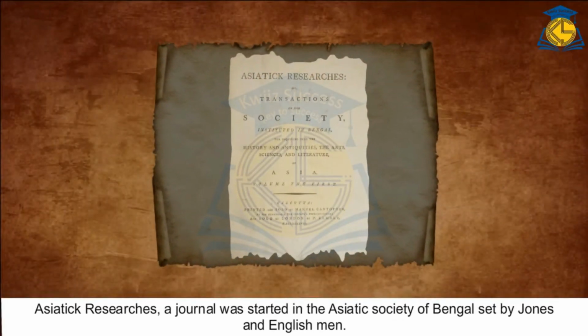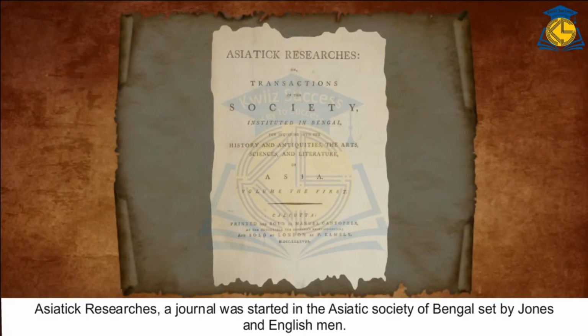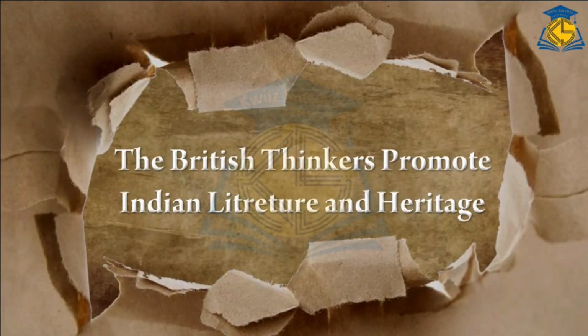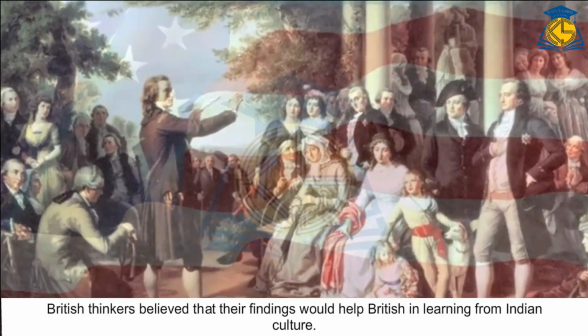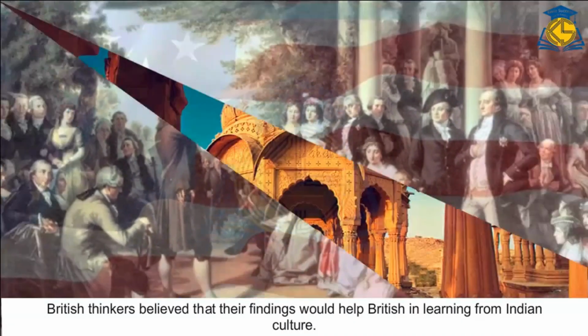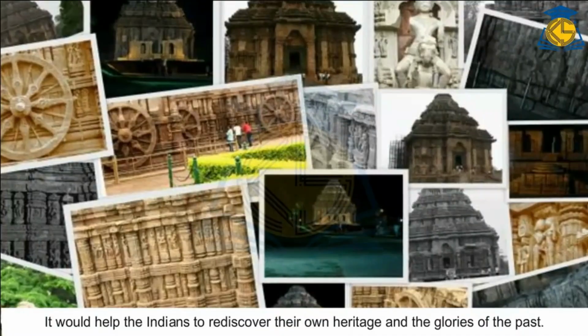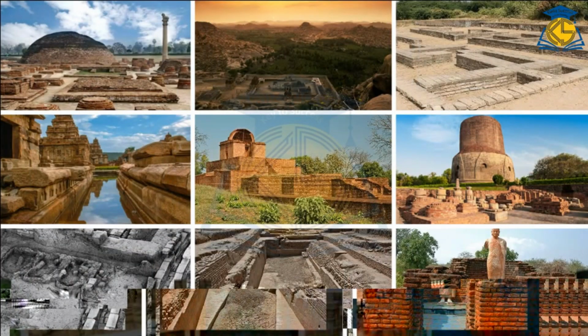Asiatic Researches, a journal, was started in the Asiatic Society of Bengal, set up by Jones and Englishmen. The British thinkers promoted Indian literature and heritage. British thinkers believed that their findings would help the British in learning from Indian culture. It would help the Indians to rediscover their own heritage and the glories of the past.